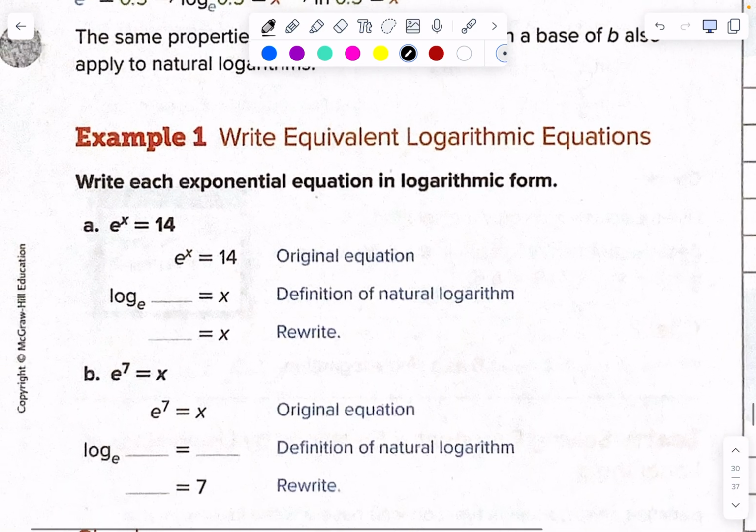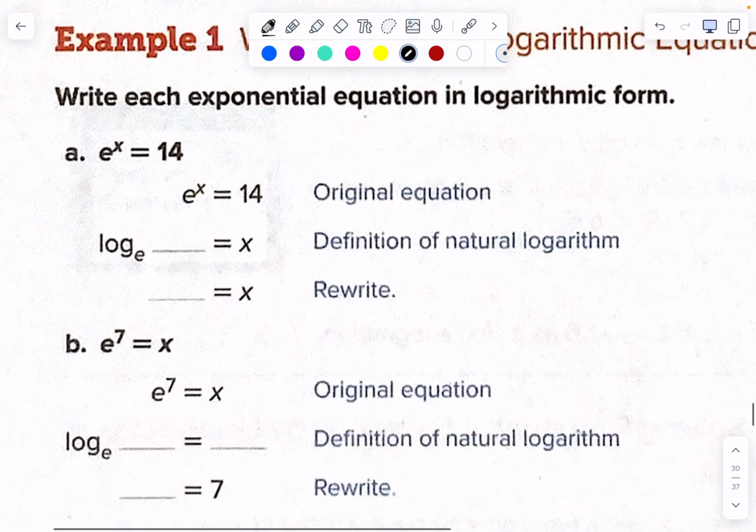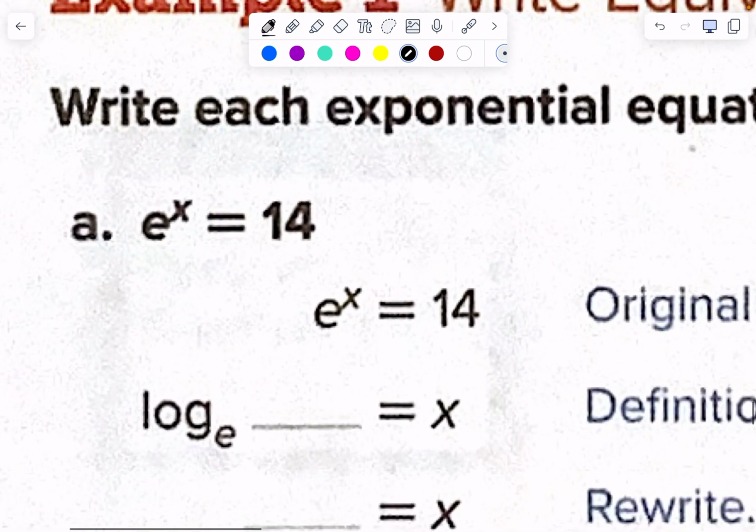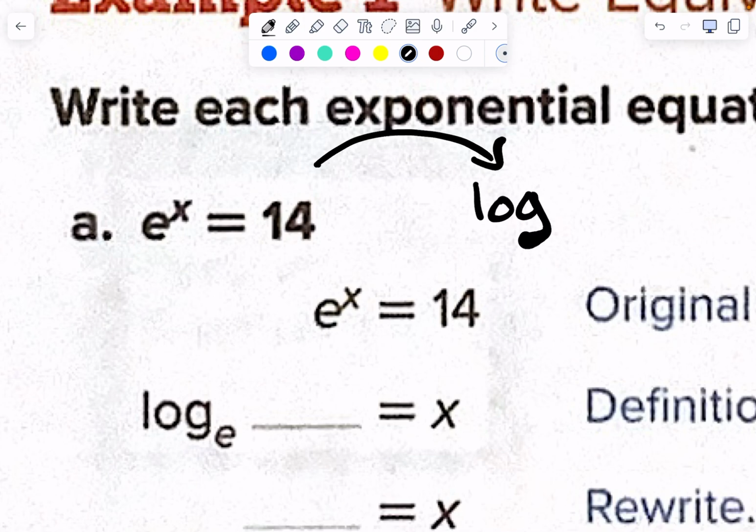All right, let's go down to an example. Write each exponential equation in log form. Give me your eyes, please. A and B, here we go. This is in exponential function land. We need to convert it to log land. So I do it the same way as I always have. What's the base of the log? E, it's the base of the exponential function. So I have log base E of what?